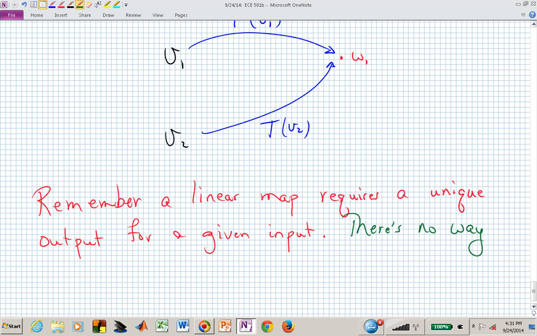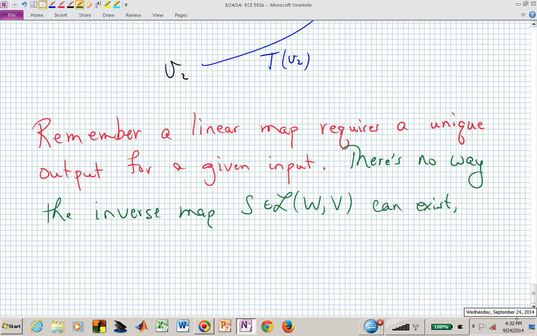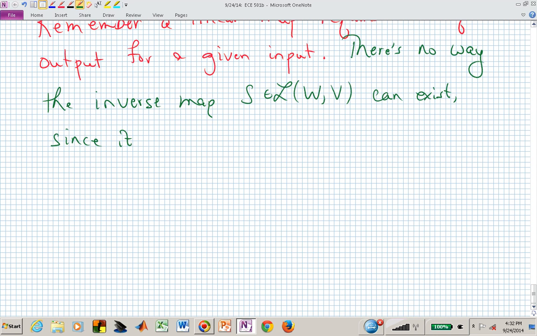With that said, there's no way the inverse map, let's say S, from W to V can exist. Since if you started with W1, where do I go to? V1 or V2? I don't know how to go back. I'm supposed to go to a unique place. So S doesn't exist.